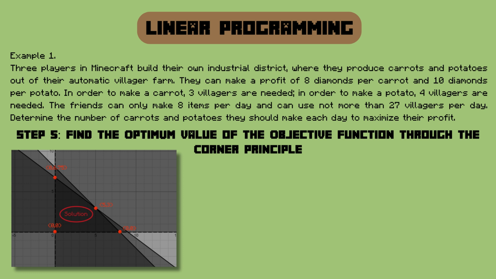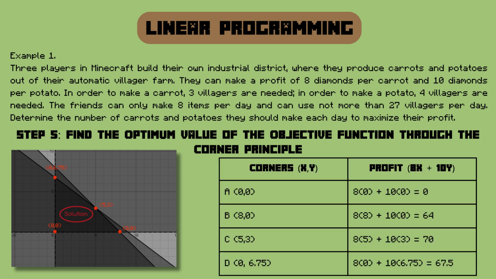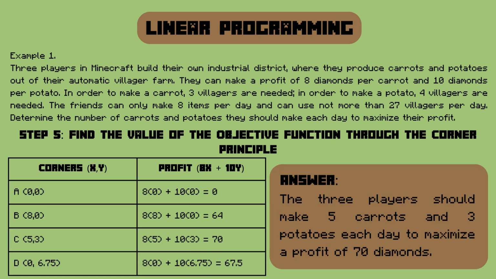We then move to step 5, which is to find the value of the objective function through the corner principle. This involves substituting the points of each corner of the feasible region into the objective function as shown in the table. The corner point (5, 3) results in 70, which is the largest resulting value from the table. This means that the three players should make 5 carrots and 3 potatoes each day to maximize a profit of 70 diamonds.